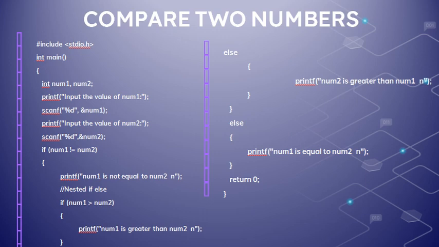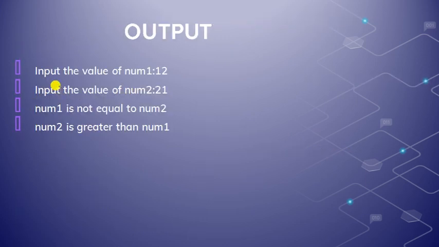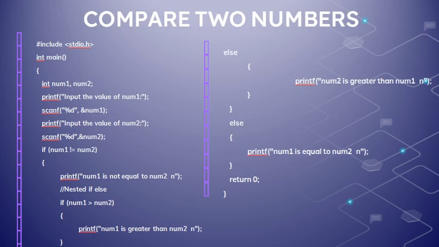Otherwise num1 is equal to num2. So that's all. So what will be the output? Input the value of num1. So we are inputting 12. Input the value of num2. So we are inputting 21. So what will be the output here? Num1 is not equal to num2, and also num2 is greater than num1. So this is the output of the previous program. Okay, clear. Compare two numbers we have done.